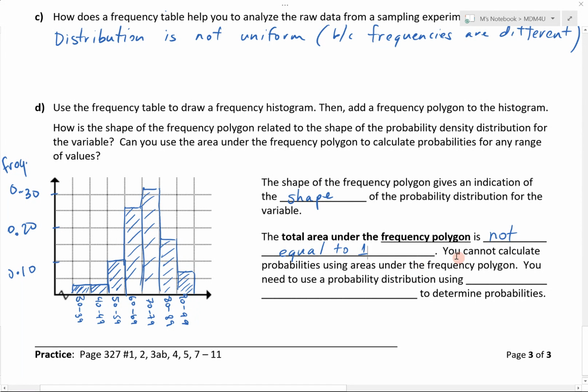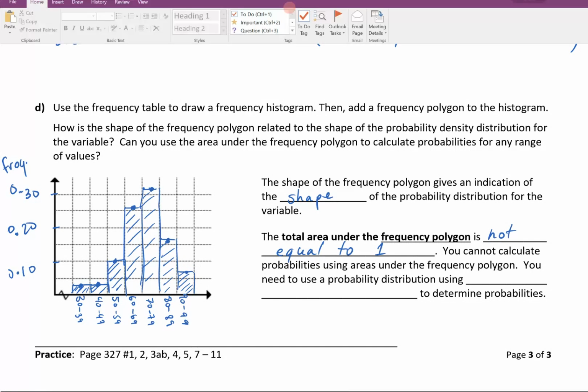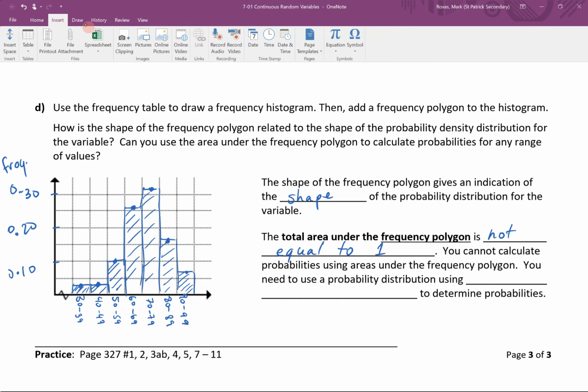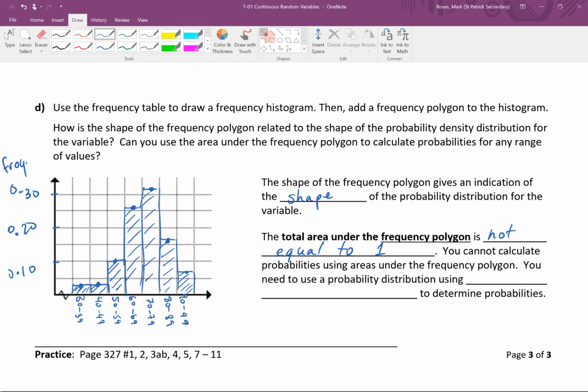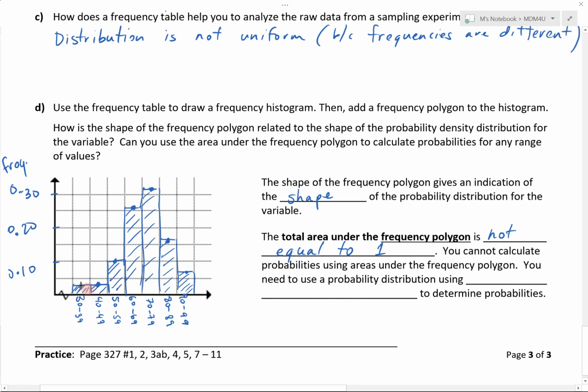I'm sorry, I'm mixing up something. So the frequency polygon is not the graph. Well, actually, what I wrote here was correct. It's not equal to 1, but I didn't explain what the frequency polygon is. The frequency polygon is if you took the midpoint of every single interval and connect them by drawing a polygon. So I'm just going to use straight lines here.